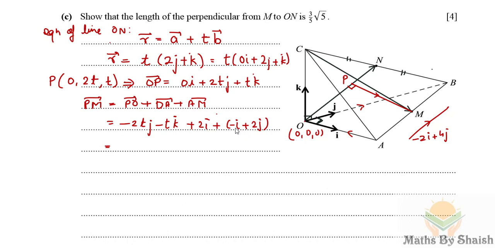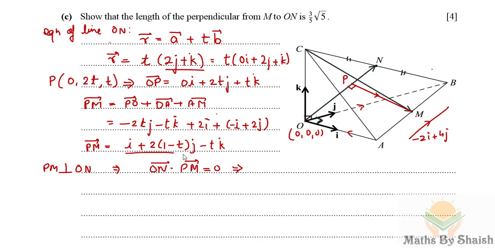So we will solve it. The i component is going to be only i, and then for j, it is 2 minus 2t as well, so I'll take 2 common, 2 times 1 minus t j, and for k it is unchanged again, minus t k. So this is going to be the PM vector. Now we know that PM and ON are perpendicular. It means their dot product, ON vector dot PM vector, would be 0. We know ON is 2j plus k, so we'll take the dot product of these two.